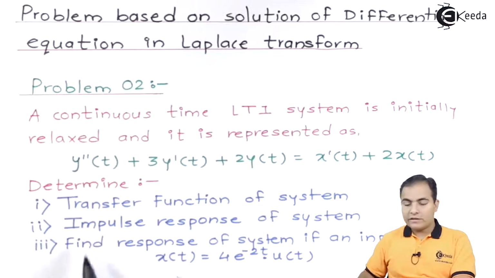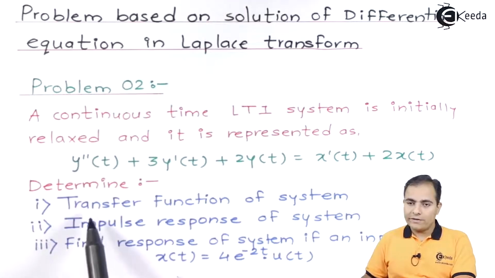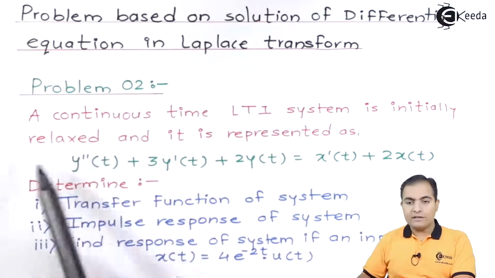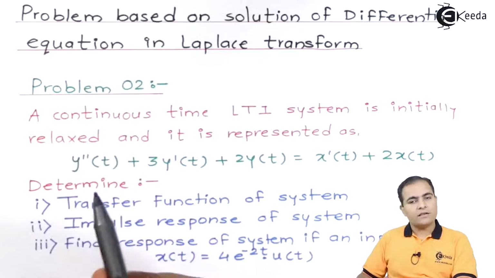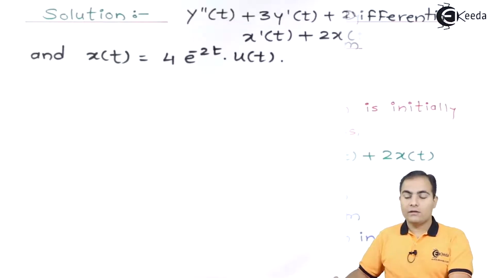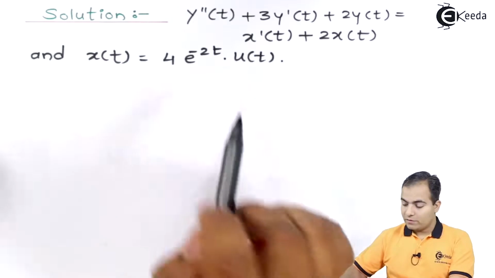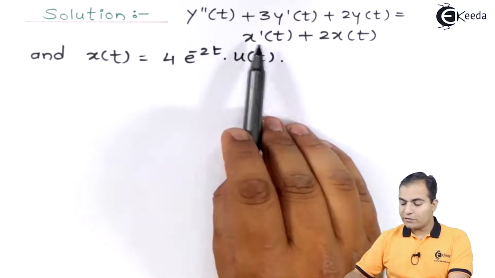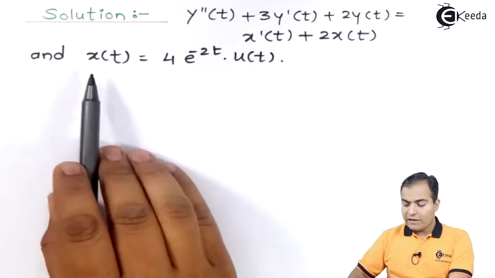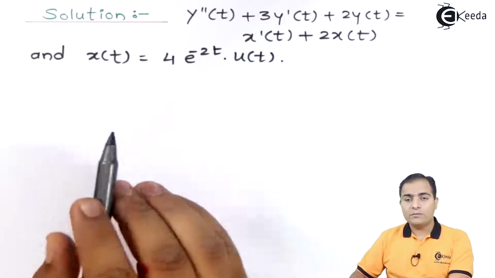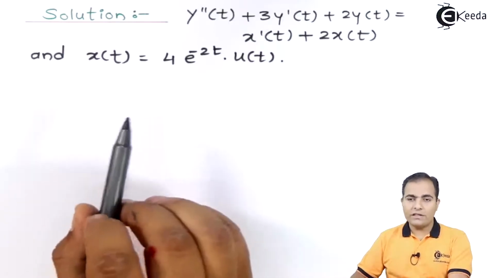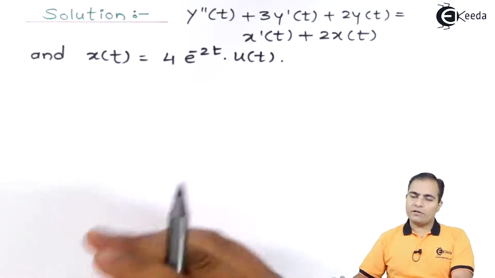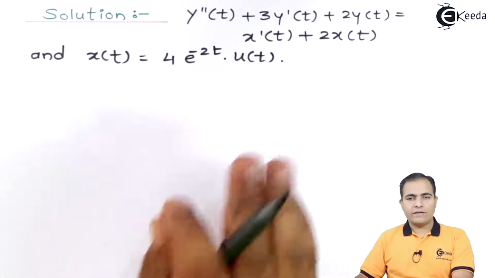We'll find all these three terms. First of all, we'll find the transfer function of the system. But remember, the question already mentions the system is initially relaxed, which means the initial conditions are already given as 0. The equation is y double dash of t plus 3y dash of t plus 2y of t equals x dash of t plus 2x of t. The initial conditions are assumed to be 0, since the system is initially relaxed.